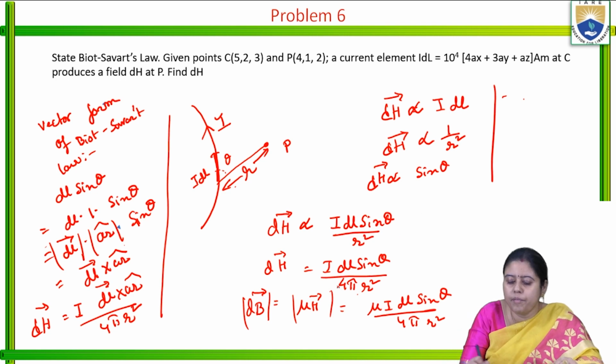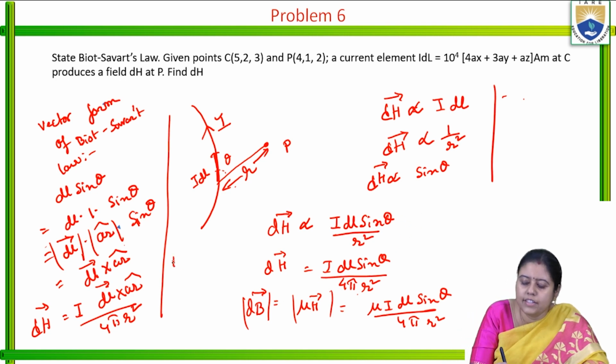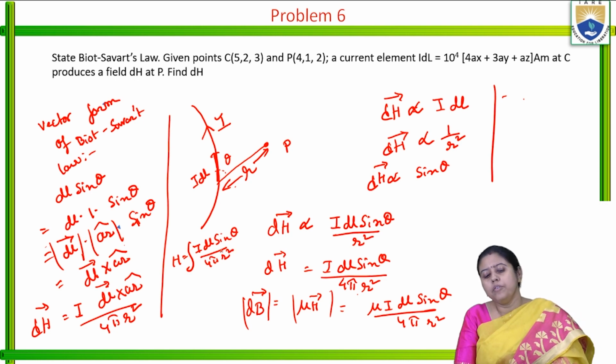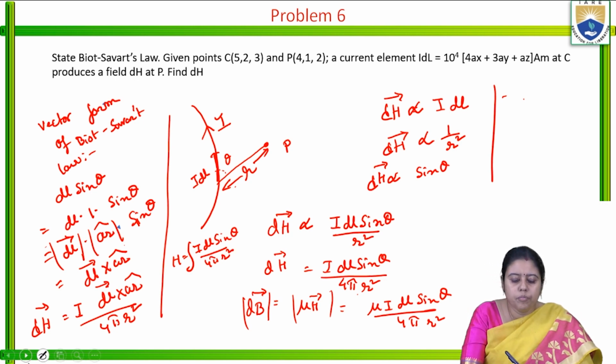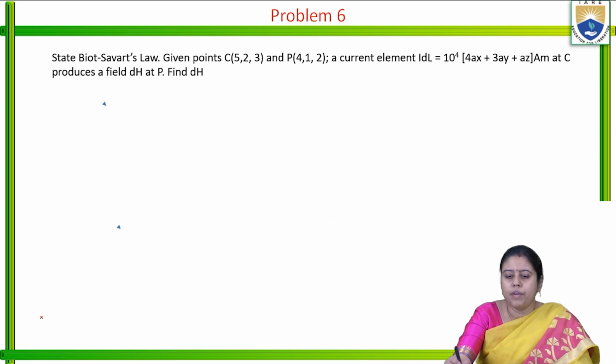And in the vector form, if we want to calculate the total H, it will be the integration of I dl sine theta by 4 pi r squared. So this is the Biot-Savart's law. Now we will move to the second part of this problem.